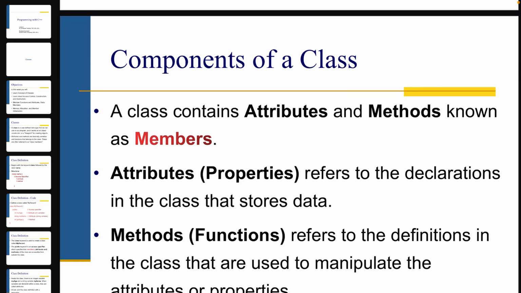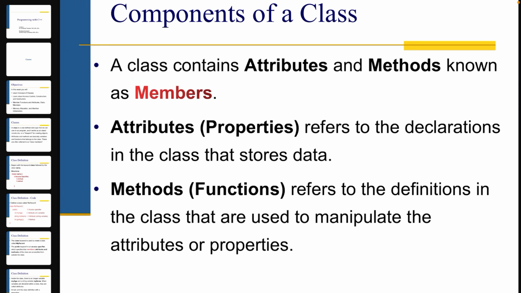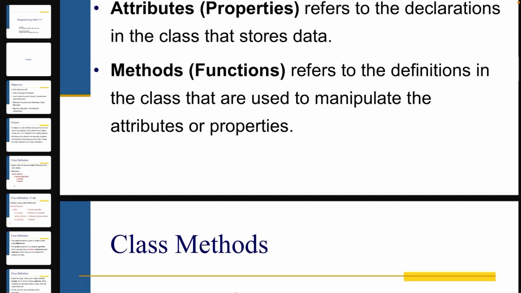And components of a class. A class contains attributes and methods known as what? Members. And the attributes are the properties. They refer to the declaration in a class that stores data. So the declaration of, let's say, int age. You terminate it, you are declaring age. So it refers to the declaration in the class that stores data. And the methods, also functions, refer to the definitions in the class that are used to manipulate the attributes or properties.